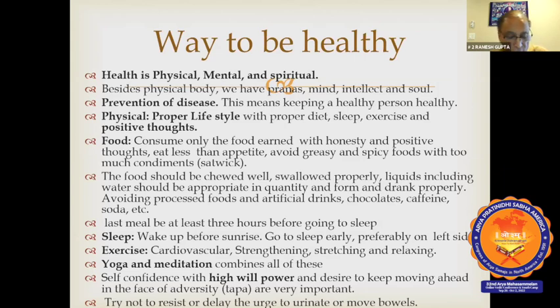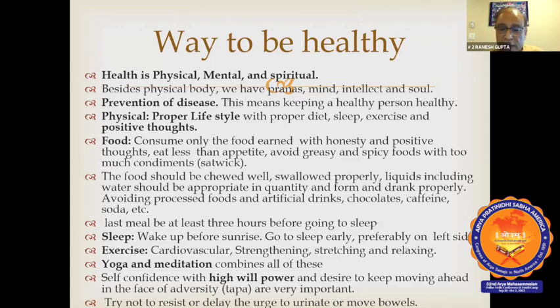एक आयुर्वेद में एक बात कहते हैं कि भोजन करते समय पानी नहीं पीना चाहिए. But if somebody has a dry mouth or some difficulty, don't kill yourself. You can have some water. It should be drunk properly. Don't be in a rush. Avoid processed foods, artificial drinks, chocolate, caffeine, soda. This is just a basic principle.